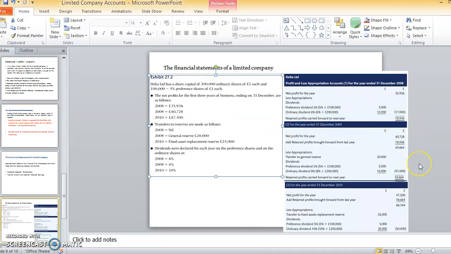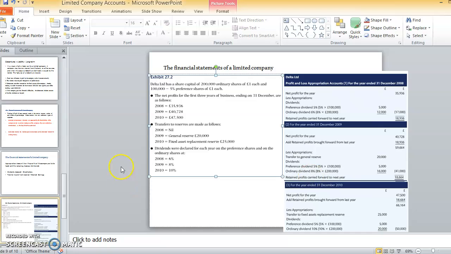Now, let's move to 2009. What was the net profit for 2009? 40,728. So there's a net profit. Add retained profits brought forward from last year. Last year, the amount of 18,936, you did not distribute it. So now add it to the previous year's profit. Add the previous year's retained earnings to the new year's profit. So 40,000 plus 18,000, total amount of profits available are 59,664.